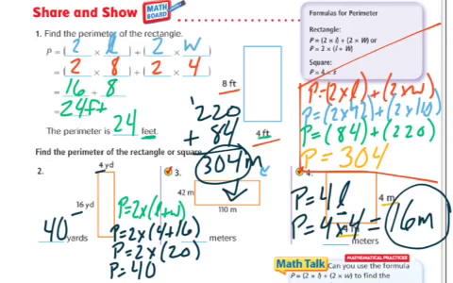Okay, what I want you to do is go ahead and finish this page and do the multiple choice question on the back, and then you can go ahead and get started on your homework. Tomorrow we're going to learn about area.